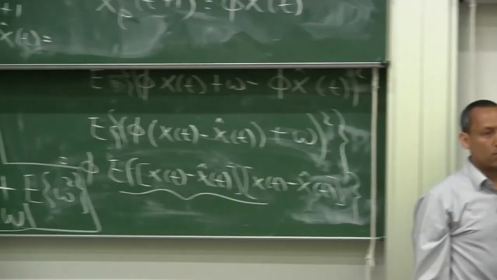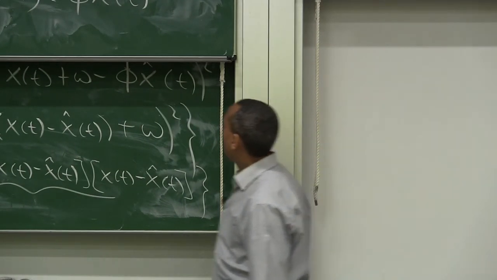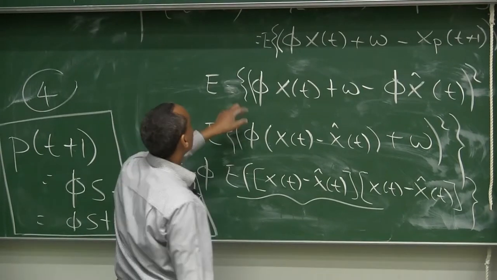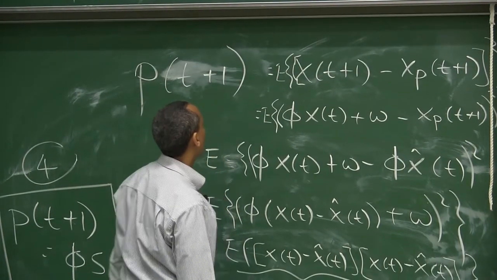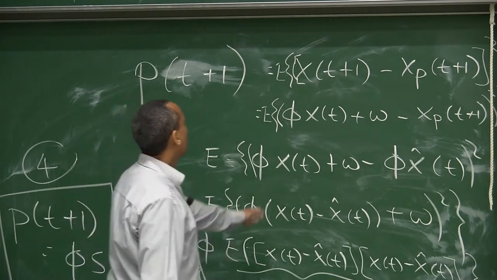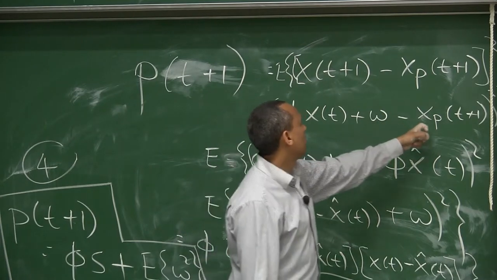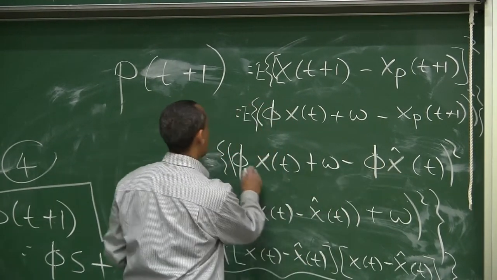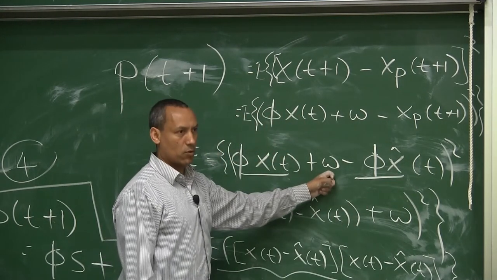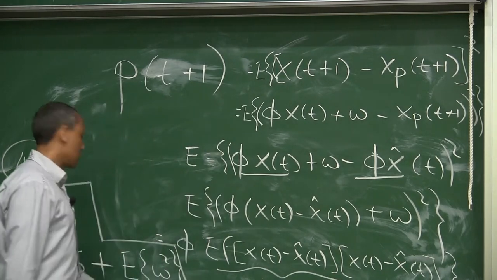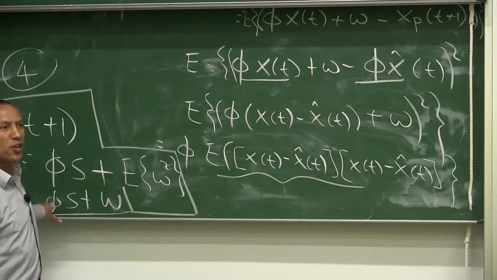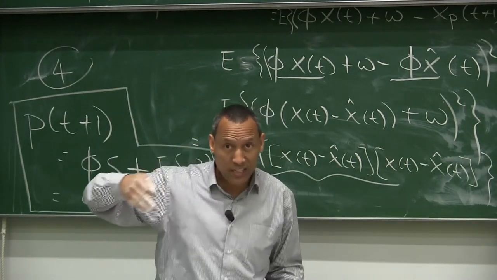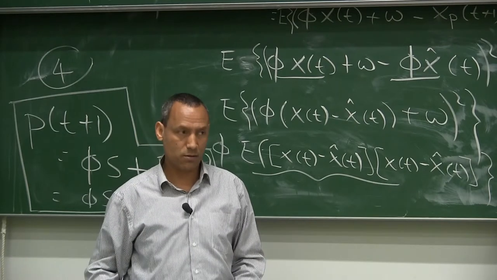Isn't it phi times w as well? Could be. So let's see. I don't think it's phi times w though. This is phi x t plus w minus x p t plus 1. Instead of x p, we said phi x hat. So when we remove phi, this term and this term add. W remains alone. Right? So this has nothing to do with phi. Remember, phi simply connects the past and the future. For example, for our case, in the beginning we said the temperature in Dresden changes as 0.98 times the present. That's the connection.